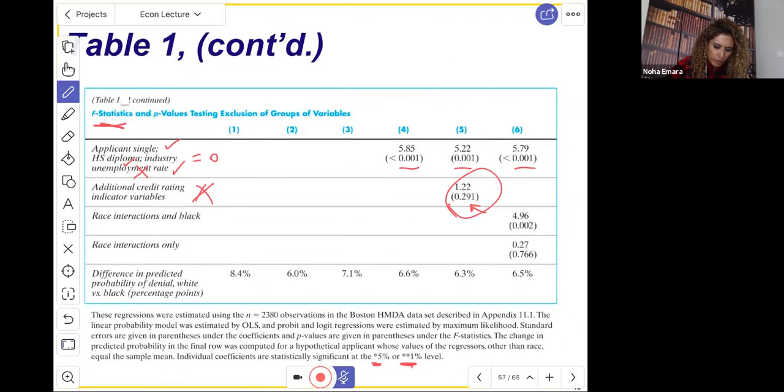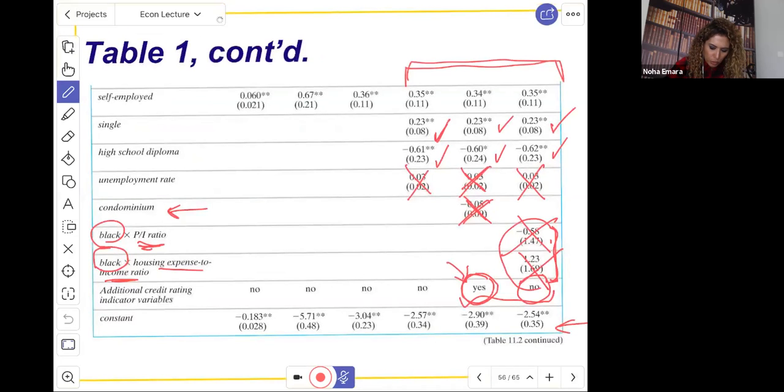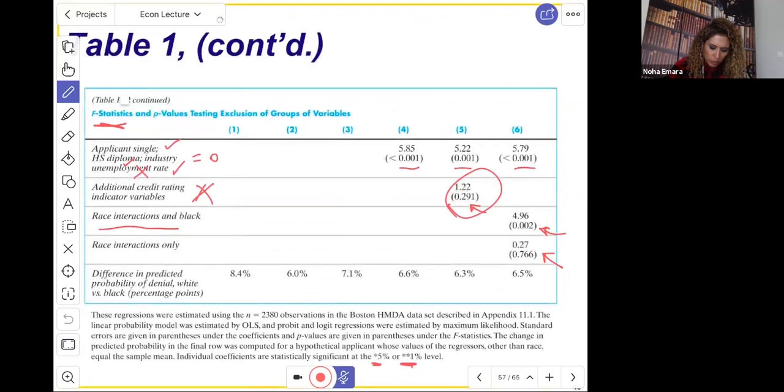What about race interactions and blacks? Okay, there is a 0% probability that these are equal to 0. Race interaction only, there is a 76.6% probability that these are equal to 0. So that's why I really, if these two are insignificant, then just remove them. Okay, and this is what this test is telling me.